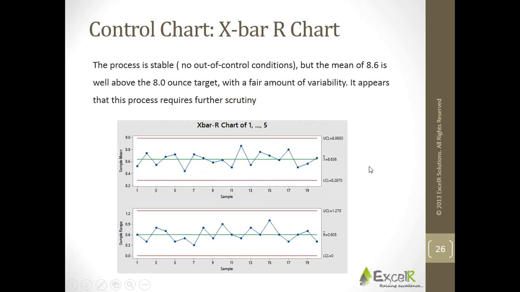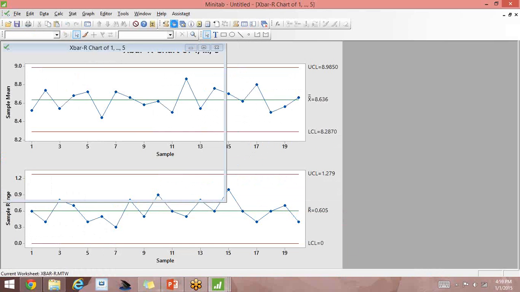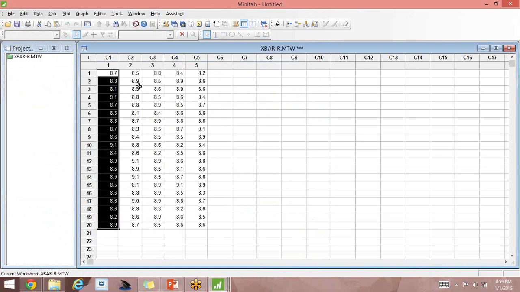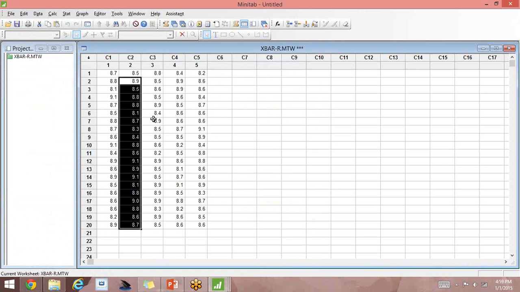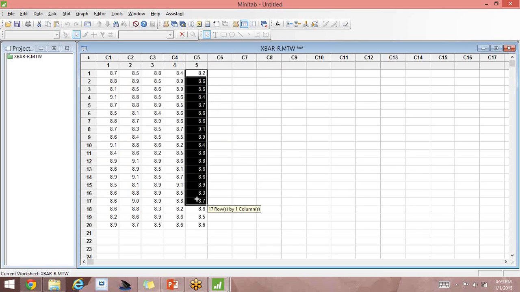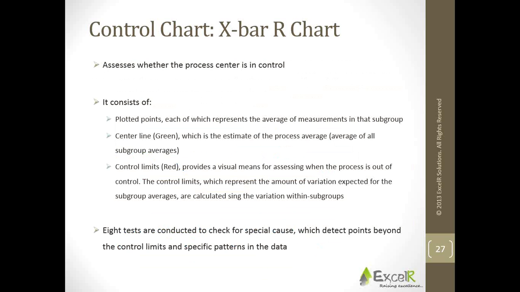There are 5 subgroups, 1, 2, 3, 4, 5, right? Let me show you that. If you take average of these numbers, average of these numbers, average of these numbers, average of this 4, average of 5. Once again, if you take average of those averages, it will become X bar bar. That is what is mentioned here.